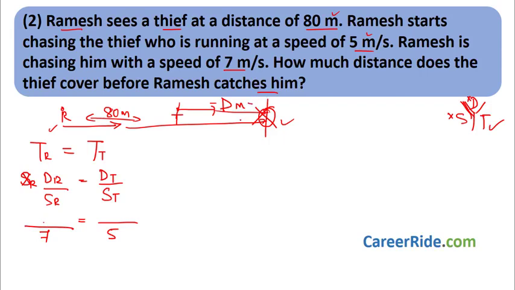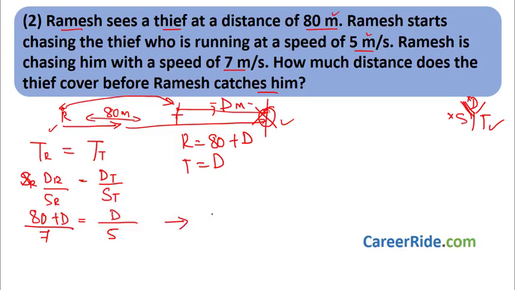How much distance must Ramesh have traveled then? Ramesh must cover this 80 meters plus this d meters. So Ramesh would travel 80 meters plus d meters, whereas the thief will travel only d meters, right? So distance traveled by Ramesh is 80 plus d and distance traveled by the thief is d.